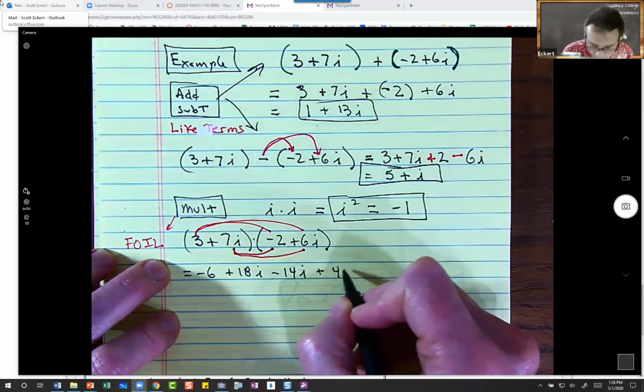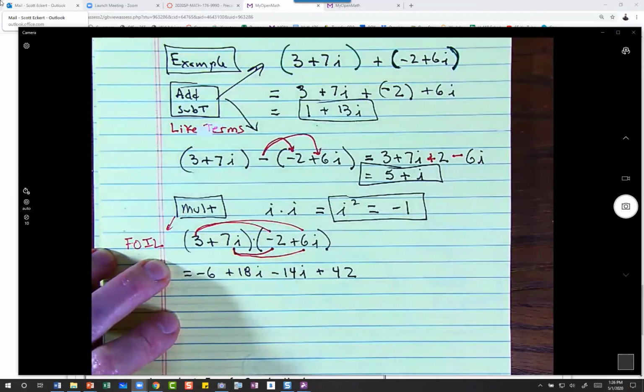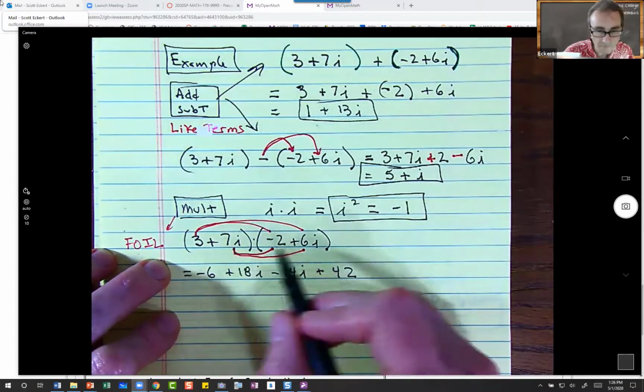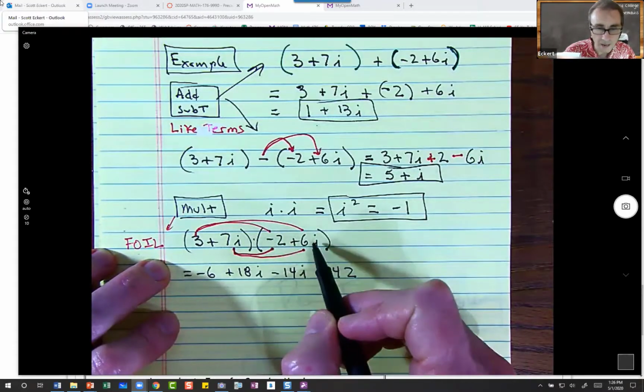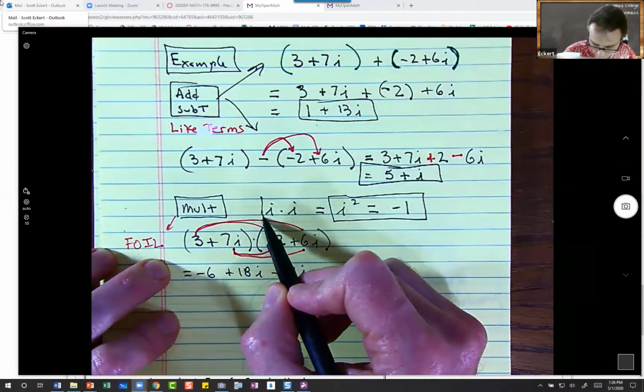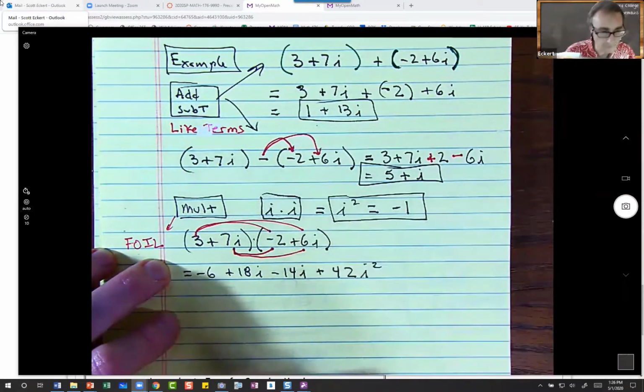Plus 42. The 42 part is correct. It needs to be squared. It's also 6 times 7 is 42, but it's also i times i. We have to do this. i times i is i squared.